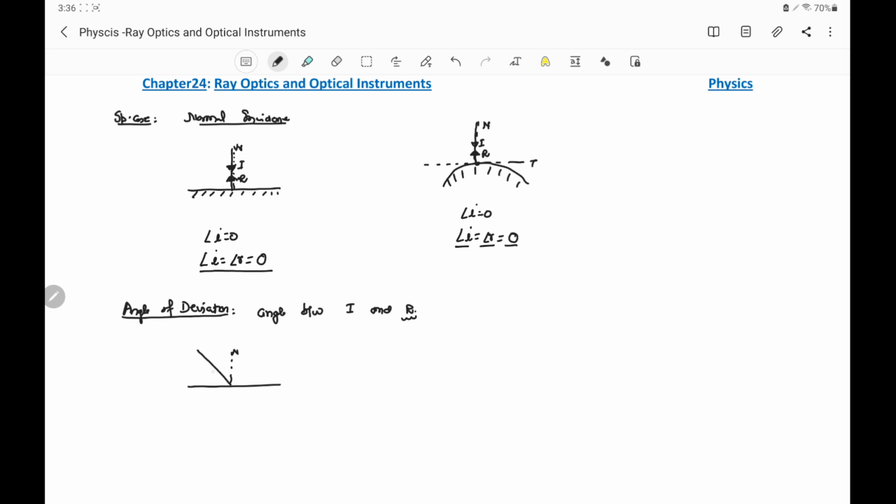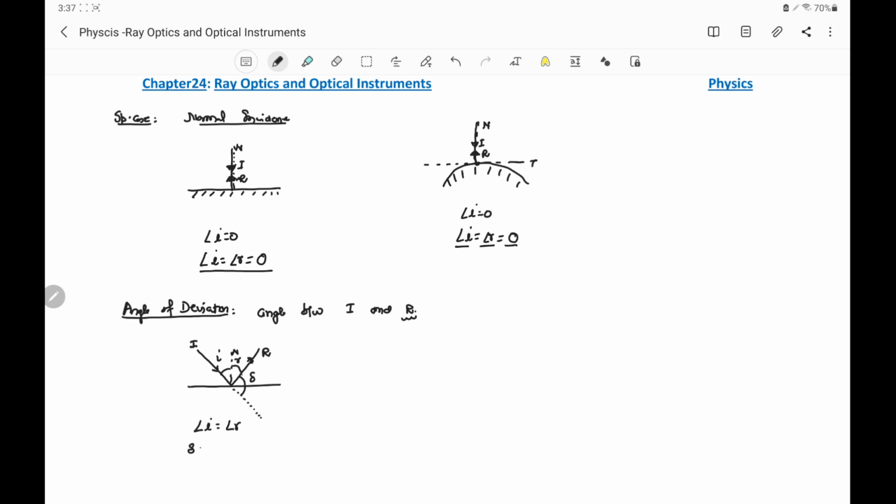A ray strikes at an angle of incidence I, then after reflection, it is re-emitted in the same media with the angle of reflection R, where angle I equals angle R. If we see the angle between the incident ray and the reflected ray, this is the reflected ray and this is the incident ray, then we further extend I, and the angle between I and R is shown by angle delta. This is the angle of deviation.